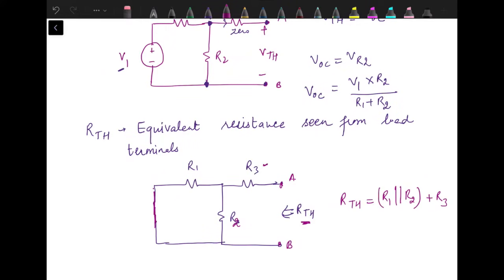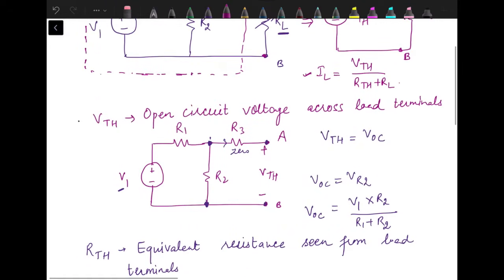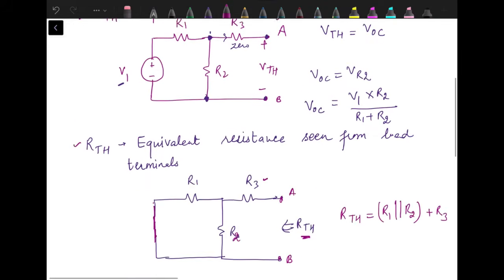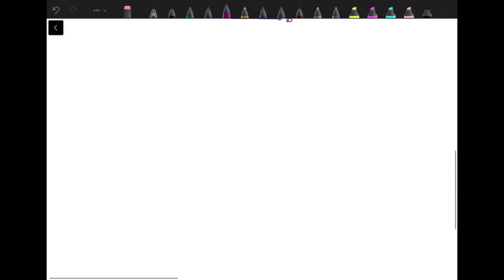So again, how to find RTH? That varies from circuit to circuit. It's not always the same. So this is the basics about Thevenin, that what is VTH and what is RTH. Now let's take an example to understand it better.